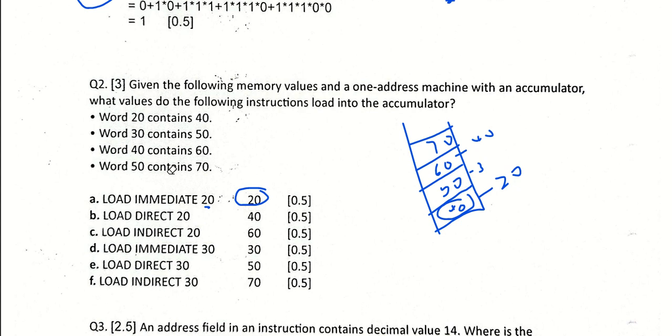Then the next one is load immediate 30. I mean, the answer is 30.